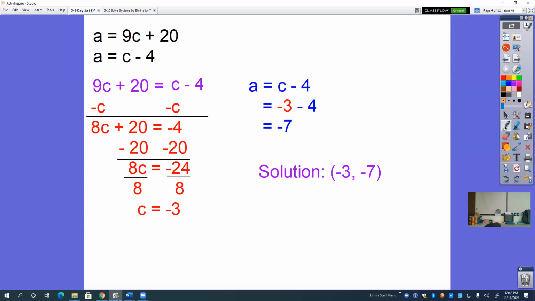Now, again, you always want to check your work. Okay, so we used this equation to find c, to find a. So now we're going to use this equation to check our work. So a equals 9 times c plus 20. We said that c equals negative 3.